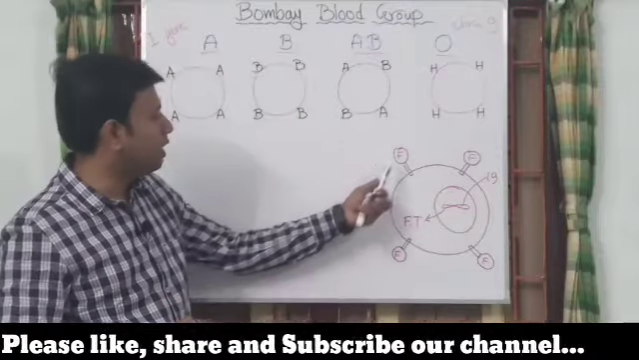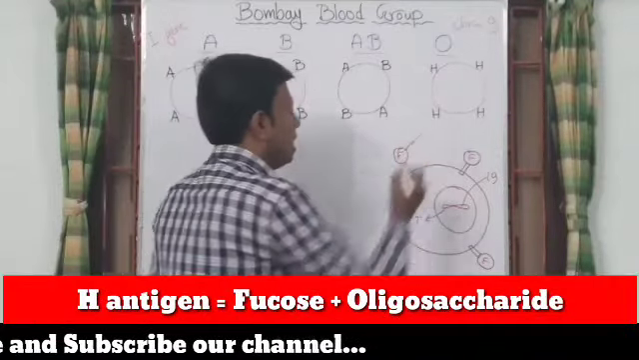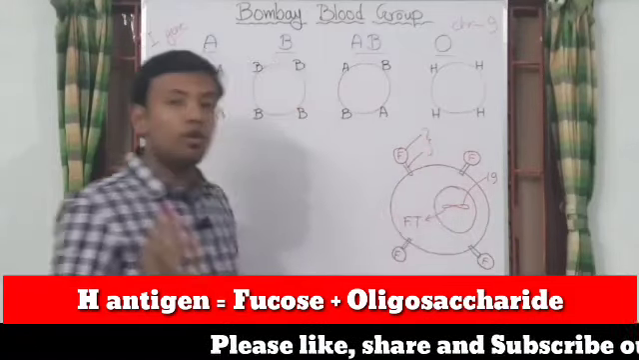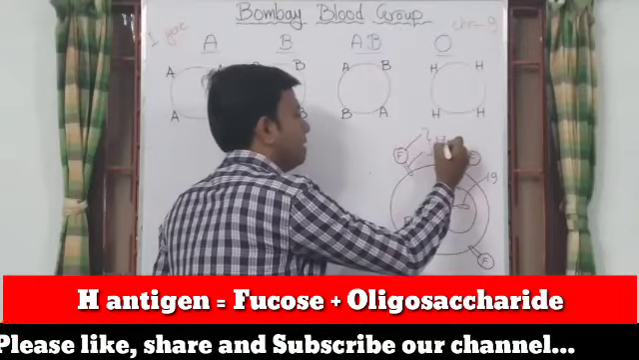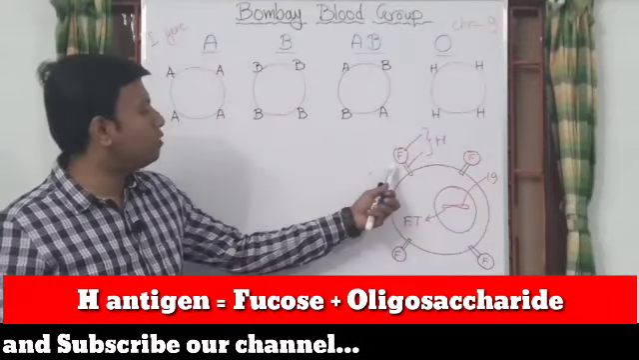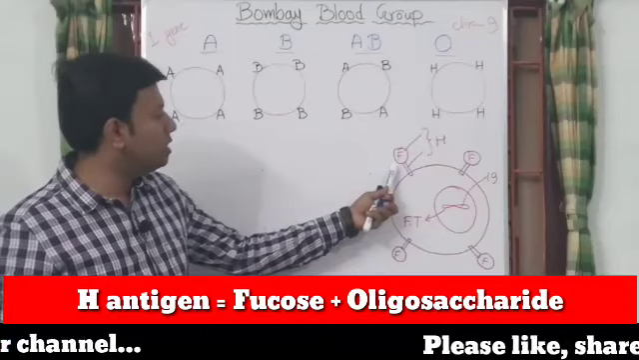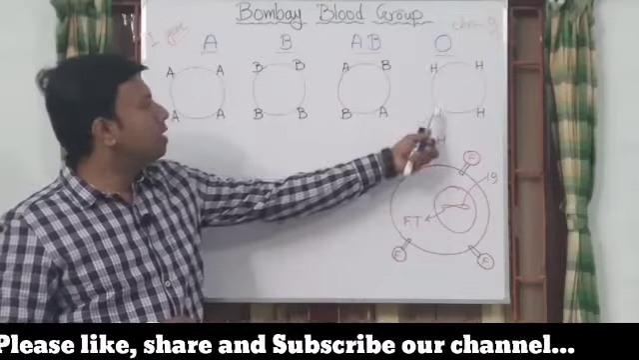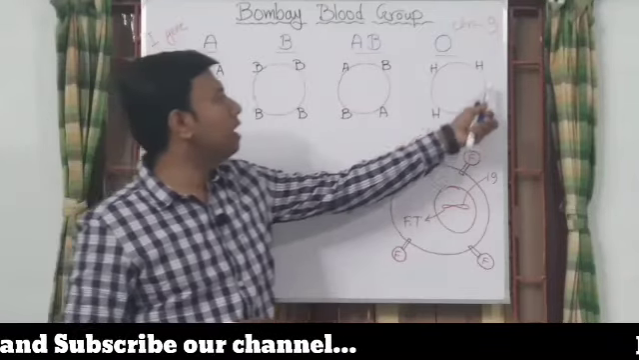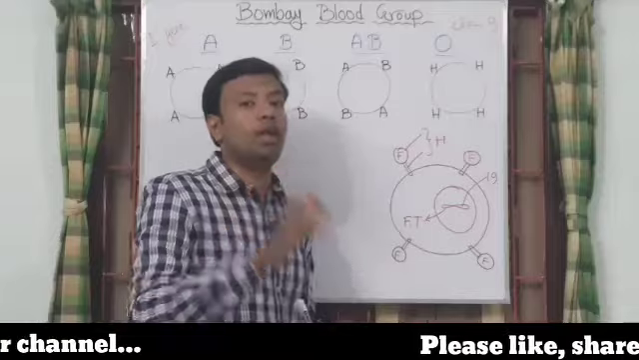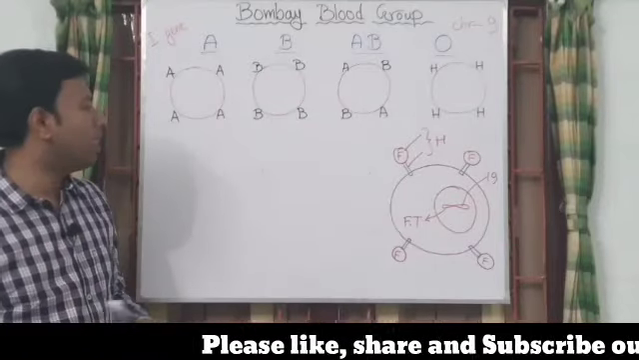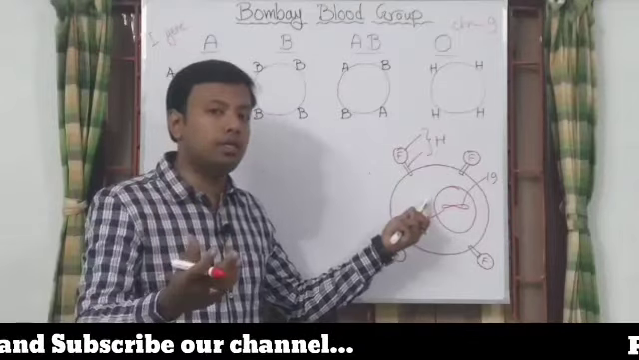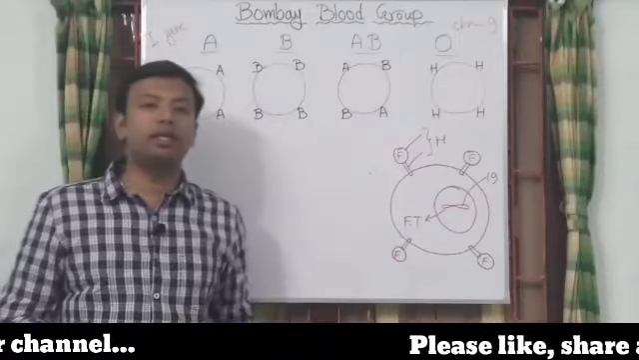Now this structure together, the fucose and this pre-existing oligosaccharide, these two structures are known to form the H antigen. So the H antigen is actually an oligosaccharide structure consisting of fucose and some oligosaccharide molecules. This is the H antigen structure that is present on the RBC membrane of O blood group individuals. Now let's try to find how this pre-existing H antigen serves as the precursor for A antigen and B antigen.